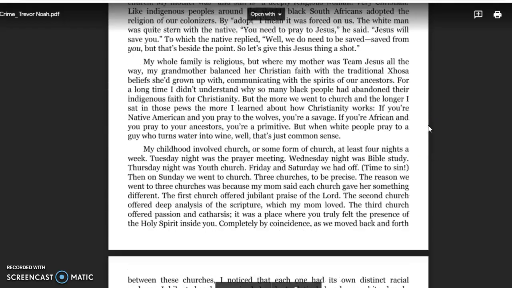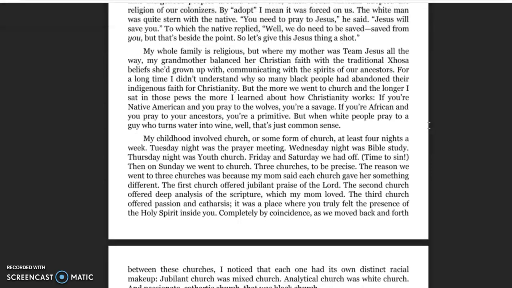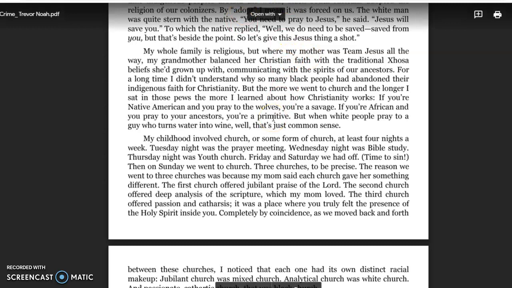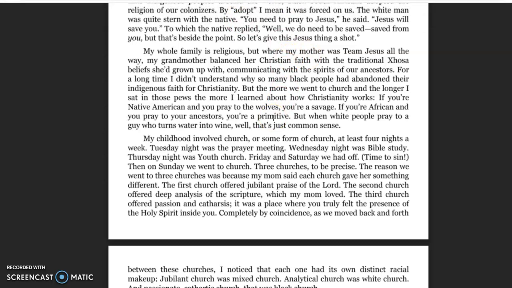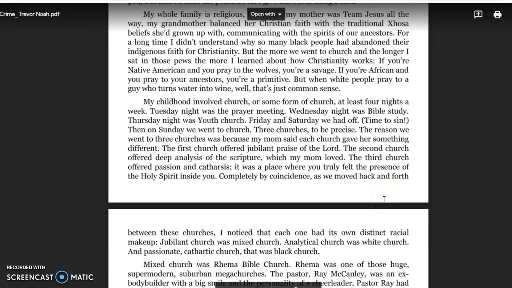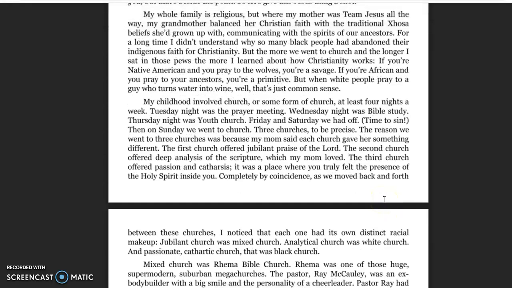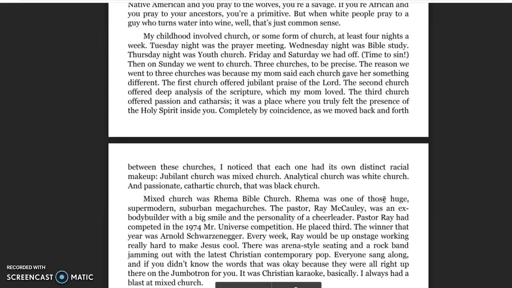And as he keeps going, he also brings up his grandmother's faith and how that's tied in with his traditional Xhosa beliefs, with ancestor worship, communicating with the spirits. That goes into her character, what she's like, as well as a little bit about setting, and you get into these three different churches that he goes to. That's going to be part of the setting, because it's a big part of how the story takes place.